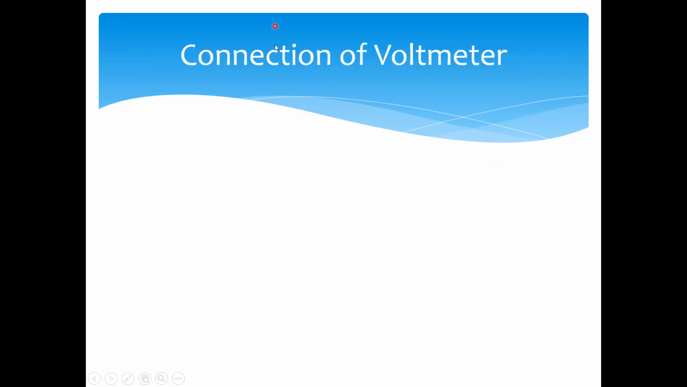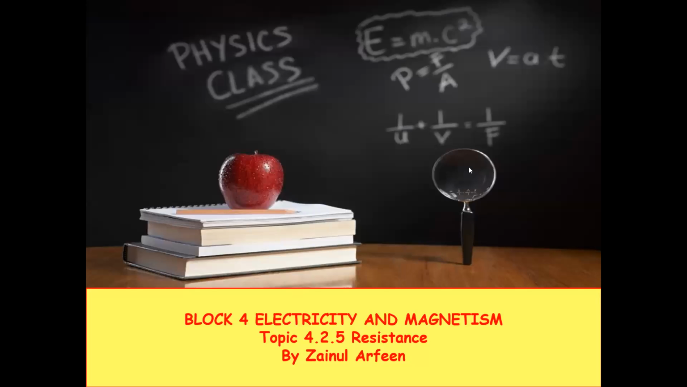And if you want to connect a voltmeter, voltmeters are always connected in parallel. So voltmeters are always in parallel, whereas ammeters are always in series. Then what is the concept of resistance?